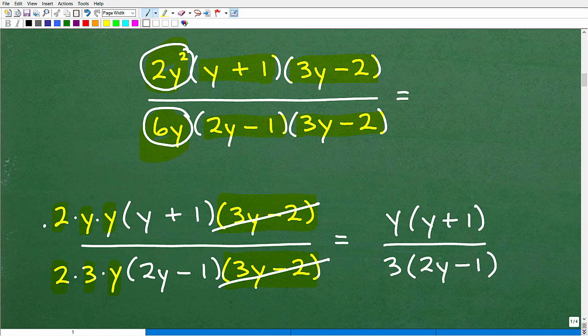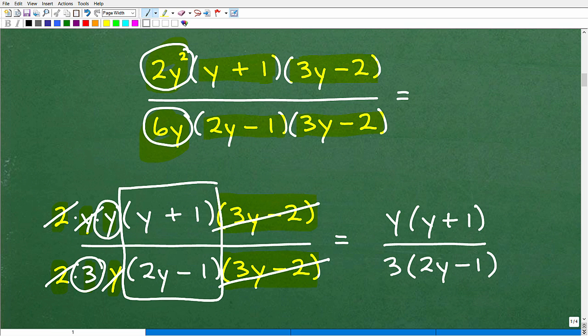So let's see here, 2 and 2 I can get rid of, and I have 1y to just 1y there. So now we have to be very careful and see what's remaining. I have a y in the numerator, a 3 in the denominator, and then I have this stuff right here. Okay, so pulling that all together, this would be y times y plus 1. That's what we have right here. And then 3 times 2y minus 1, and that's right there in the denominator.